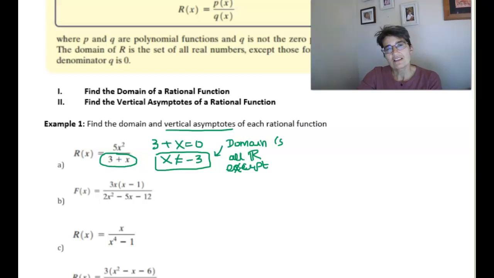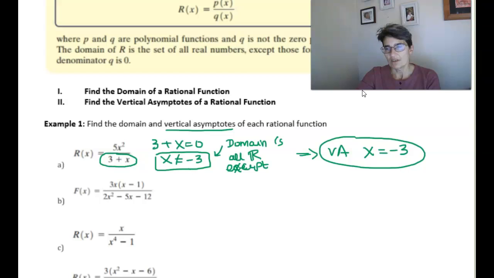So this function is as reduced as possible. So this means that my vertical asymptote, there's one of them, it's going to be at negative 3. Okay, so it comes from here. Right? So the domain does not include negative 3. There's a vertical asymptote at negative 3.